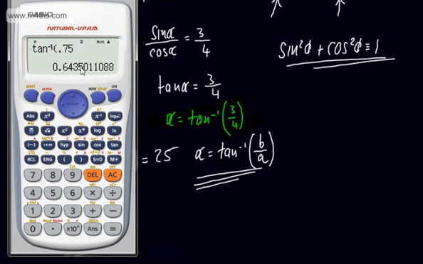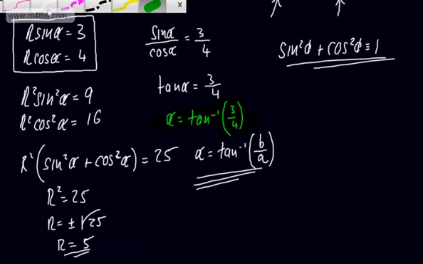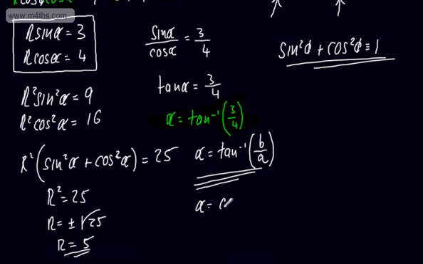That gives me now 0.6435. I'm going to give that to 3 significant figures. I'll leave that value in the calculator, but that's going to give us now that alpha in this particular case will be equal to 0.644 radians. And remember, alpha and now r are constants.